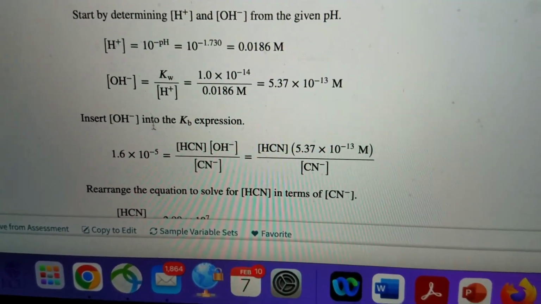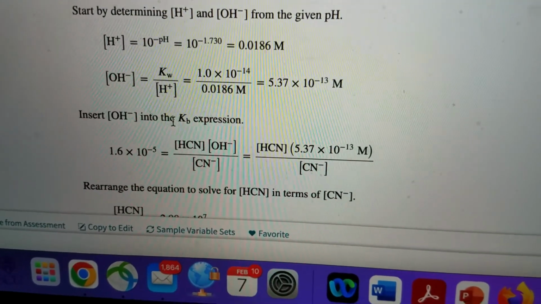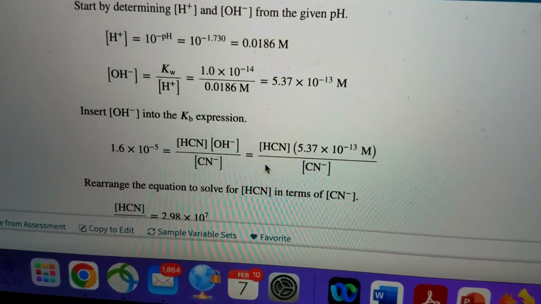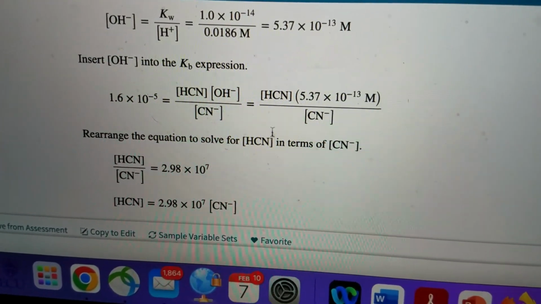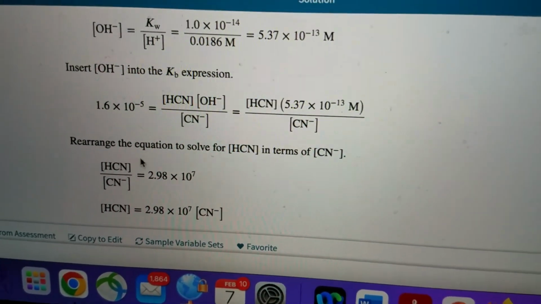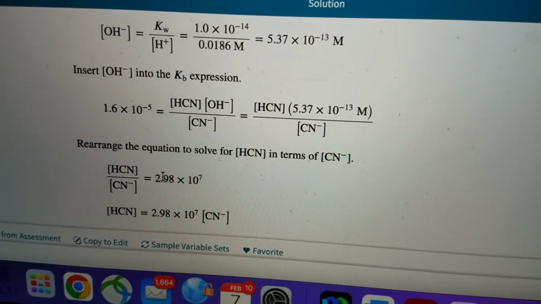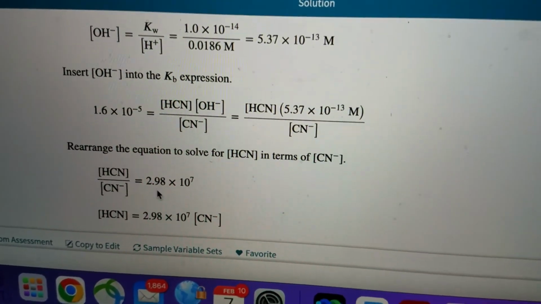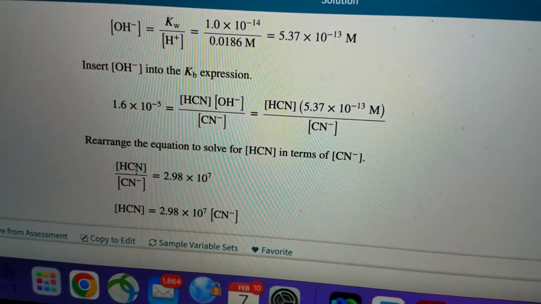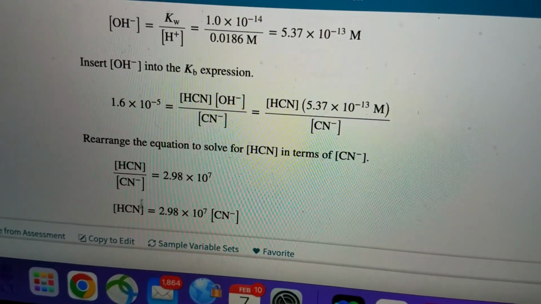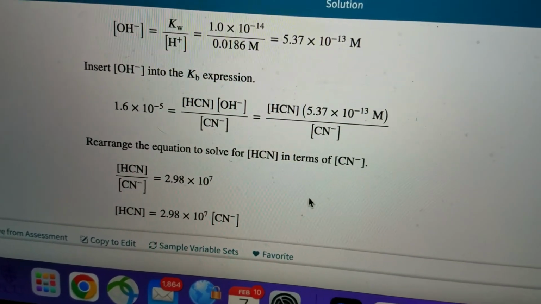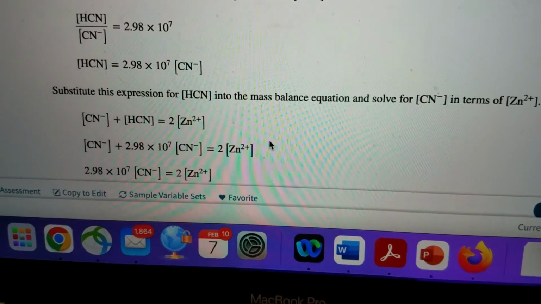Good. Now we can insert the hydroxide concentration into the Kb expression. As you can see, now we can get a ratio. We don't know the HCN and CN concentrations, but we know the ratio. The ratio is 2.98 times 10 to the 7th. Using this ratio, we can find the relationship between hydrogen cyanide and cyanide concentration. Let's keep working.